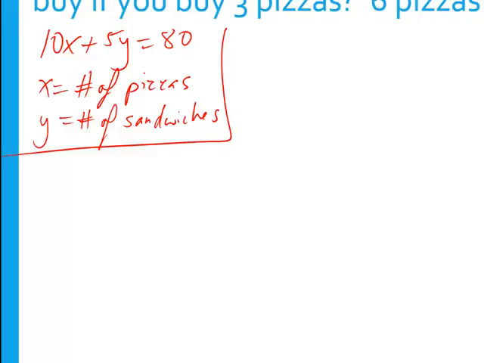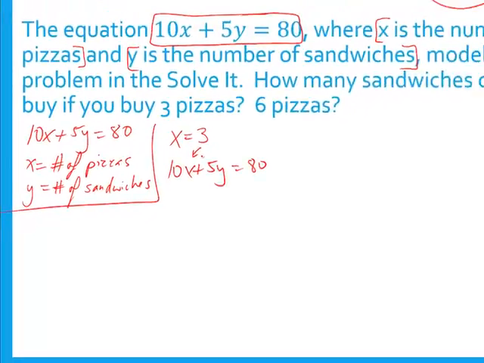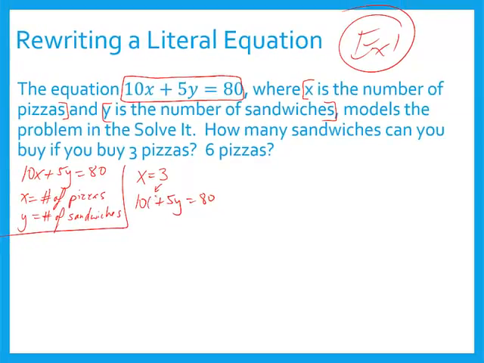So how many sandwiches can you buy if you buy 3 pizzas? We know that pizzas is x, so we know that x equals 3 for 3 pizzas. Alright, so let's go ahead and solve for how many sandwiches you can buy if you buy 3 pizzas. In order to do that, we need to replace the x in our equation with what x equals. Okay, so replace that x with 3. And now we can solve for y, the number of sandwiches.